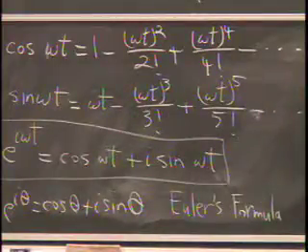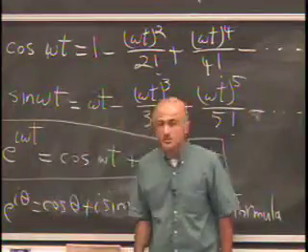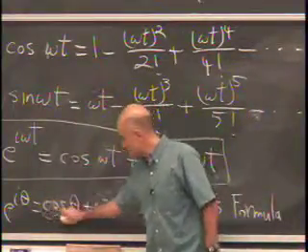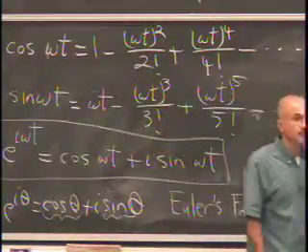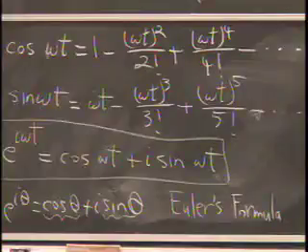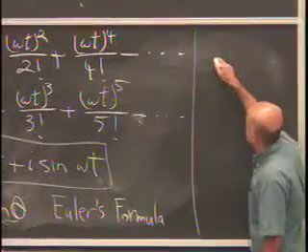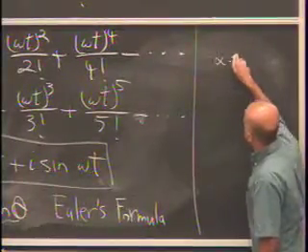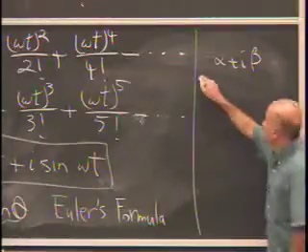Because look at the magnitude of this complex number. This is a complex number, right? This is the real part. This is the imaginary part. What's the magnitude of this number? Why? So here we have alpha plus i beta. This is a complex number. What's the magnitude?